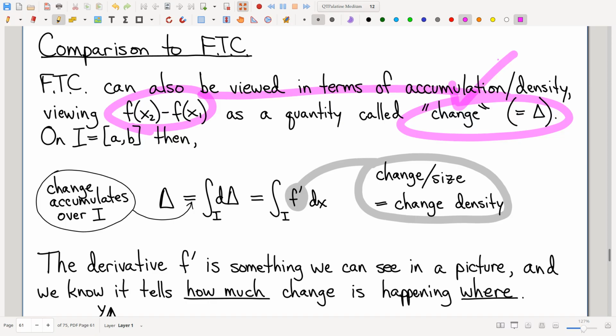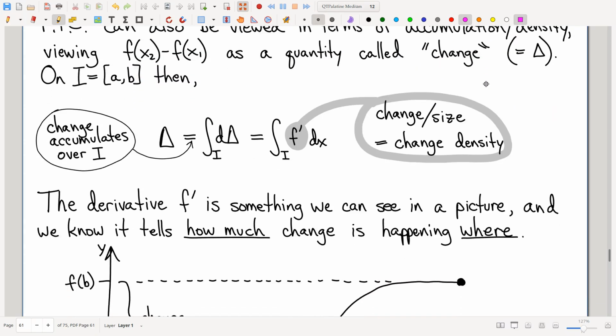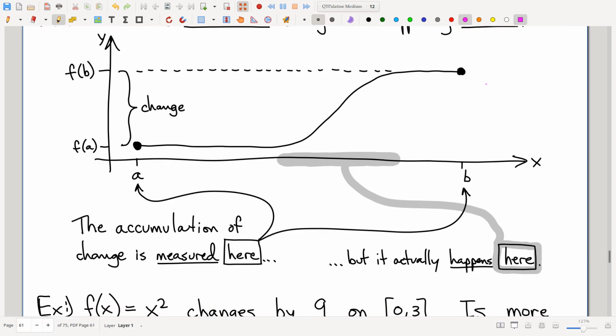Now let me try to persuade you of that. Why is change an accumulating quantity? I'm going to skip over some stuff and then come back to it. Here's a picture. We've got some function, and you can see it's defined on the interval from a to b. Here's my interval from a to b, and how much the function changes on the interval from a to b. Well, it starts at f of a, it ends at f of b. There's the corresponding change.